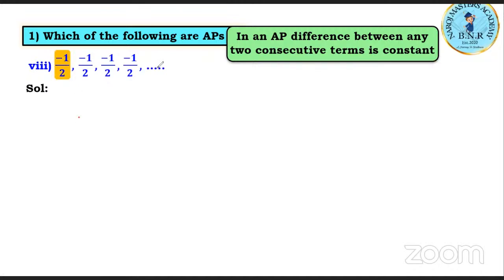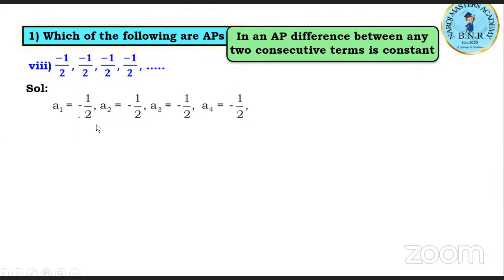Is it right? Am I audible? Yes, sir. The second term is again minus 1 by 2, and the third term is again minus 1 by 2. All terms are minus 1 by 2, minus 1 by 2, minus 1 by 2. Is it right? Yes, sir. Now simply we can say that all terms are the same.